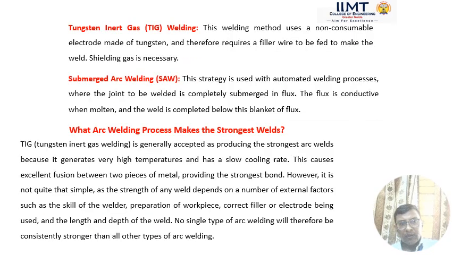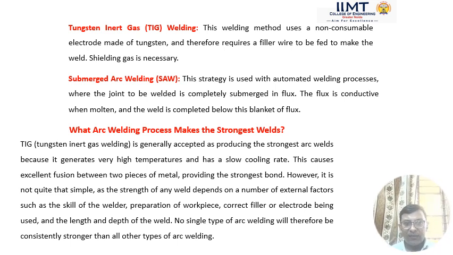Now come to the next, tungsten inert gas. This welding method uses a non-consumable electrode made of tungsten and therefore requires a filler wire to be fed to make the bead. Shielding gas is necessary in case of tungsten inert gas welding. But in case of tungsten inert gas welding, the electrode is not consumable. We generally use the filler material from a different aspect. We basically feed the filler material from another source in case of tungsten inert gas.